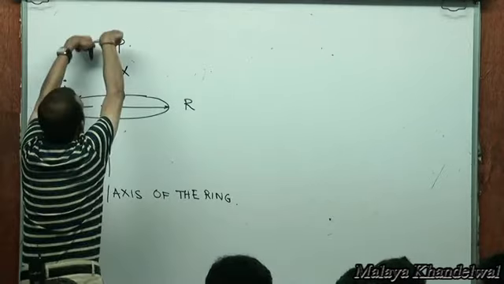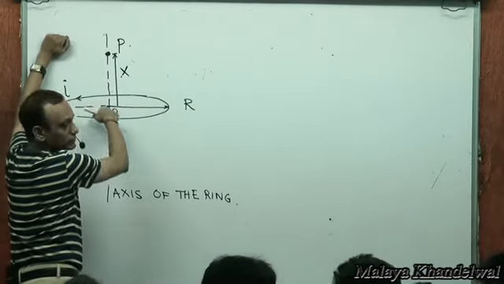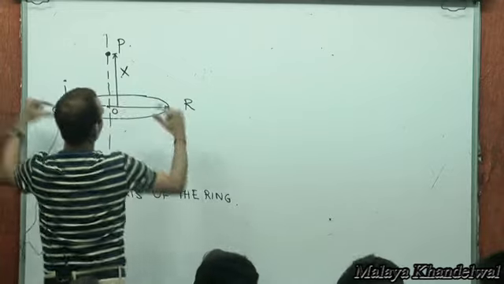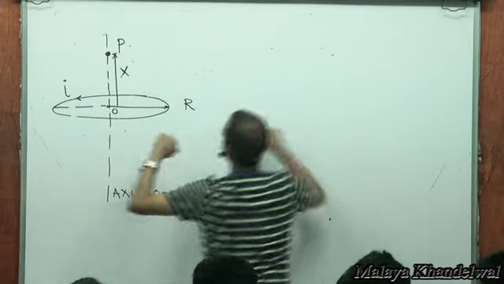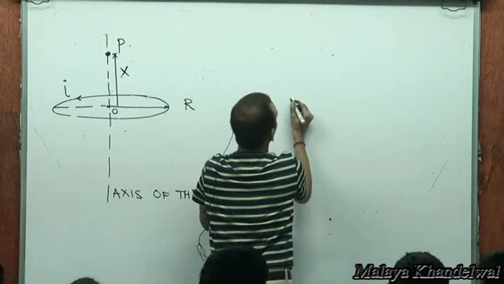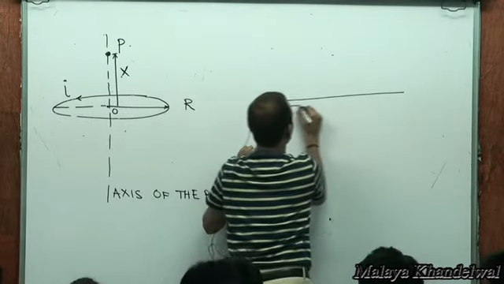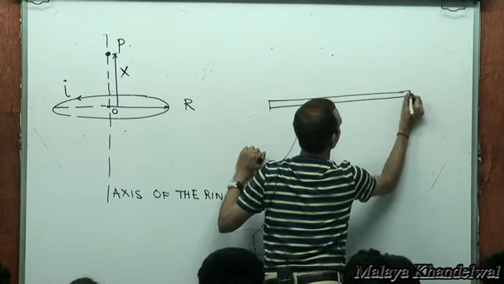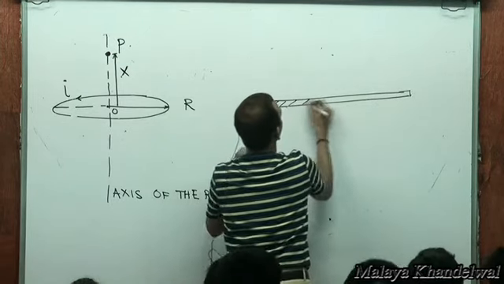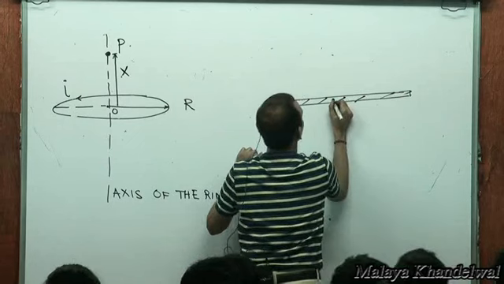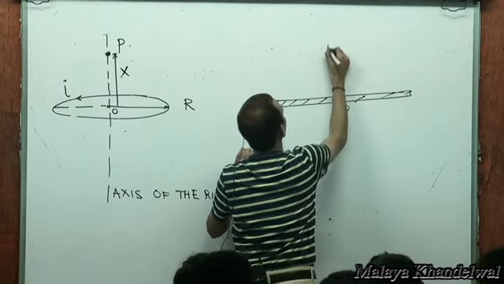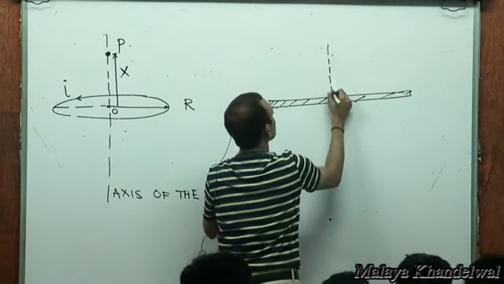So when I see the ring from the top, I see a circle, but when I see it from the side, I'll see something like this. If I see the ring from the side this way, then what I see of the ring is this thin ring. This is what I see of the ring. The center O would have been somewhere here. This would be the axis.